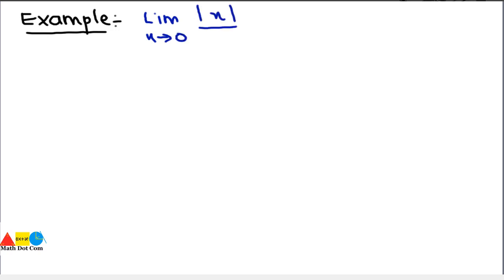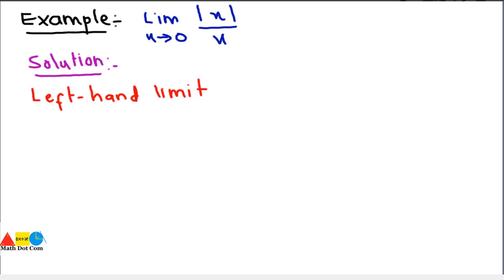Now let's have an example. Suppose you have a function like the limit of x approaches 0 of mod of x divided by x. How will you check whether the limit of this function exists or not? For this purpose, you first have to find the left- and right-hand limits of the given function. So first we will find the left-hand limit on one side and the right-hand limit on the other side for your convenience, and we'll see whether they are equal. Then we can say that the limit of the function exists.